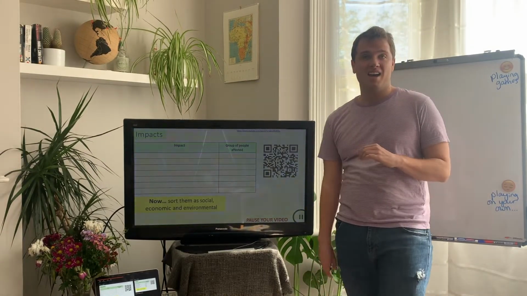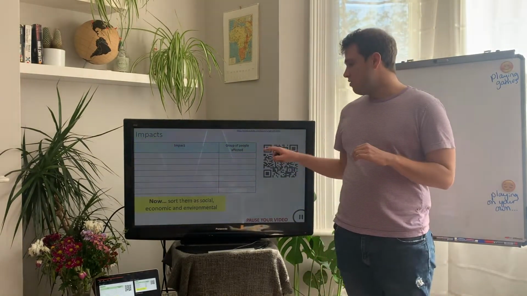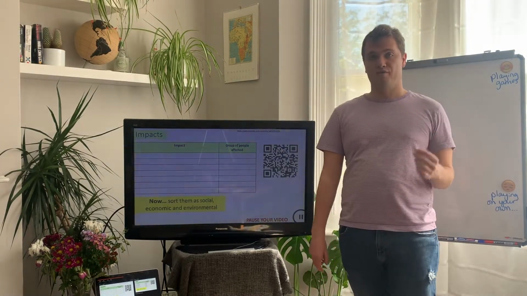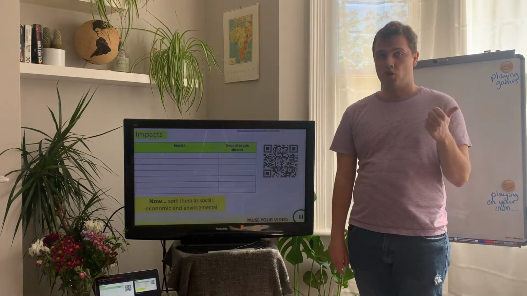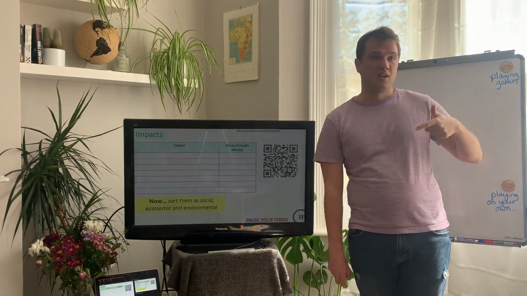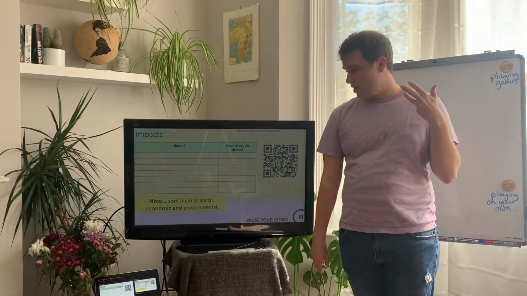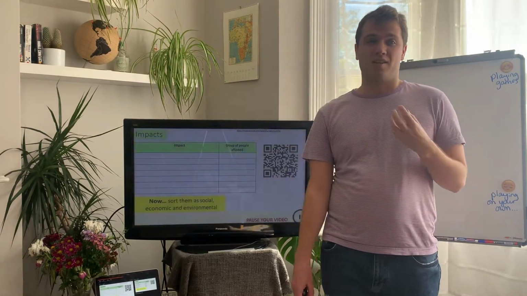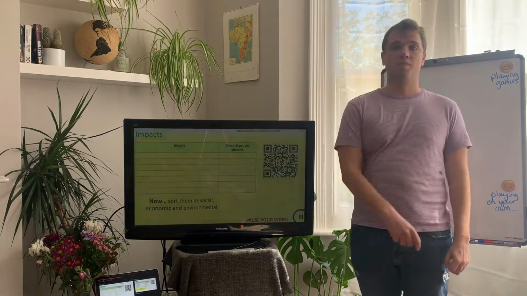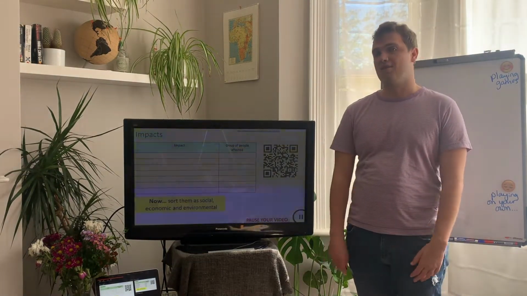Once you've done that, just because we love it, I want you then to go through and sort them into whether it's a social impact, economic, or environmental. Remember, social, anything to do with people's lives. Economic, to do with businesses, to do with trading, to do with jobs and employment. And environmental, anything to do with our natural landscape. So pause the video, scan the QR code, make a copy of this table, and write out our impacts and the groups for me.